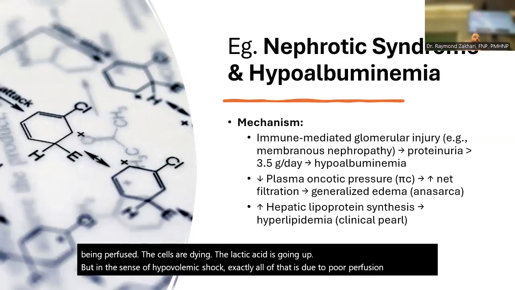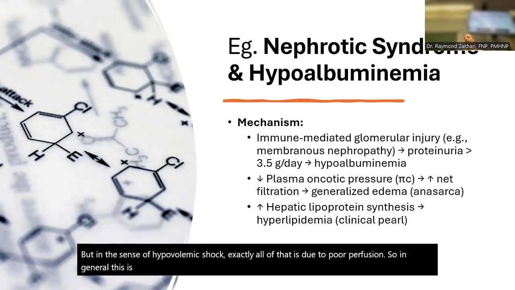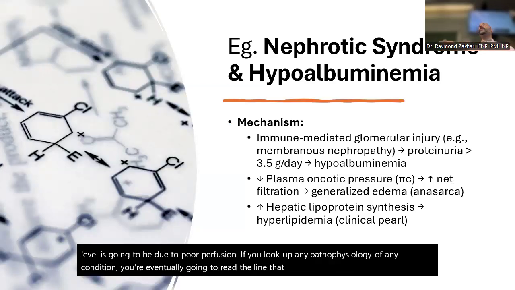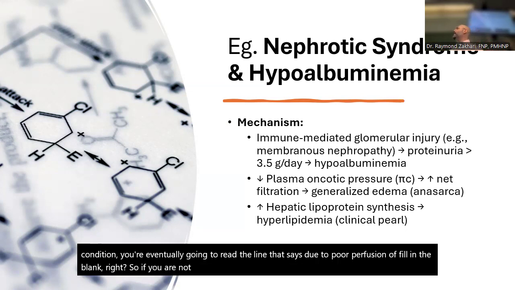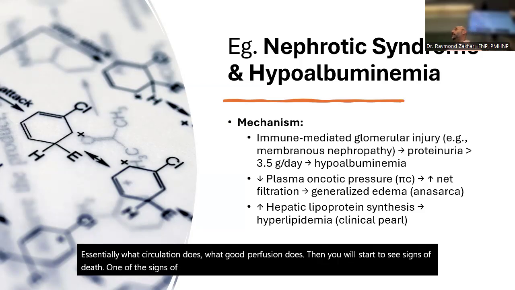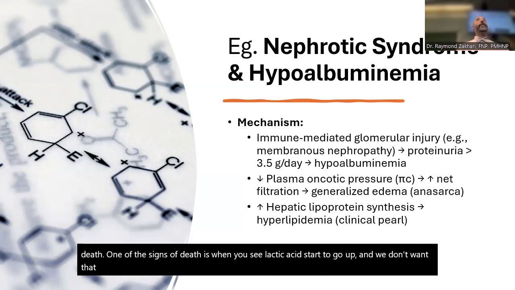So in general, this is my theory on most disease. All disease, no matter what the disease is, at some level is going to be due to poor perfusion. If you look up any pathophysiology of any condition, you're eventually going to read the line that says, due to poor perfusion of fill in the blank, right? So if you are not getting the good stuff in and the bad stuff out, essentially what circulation does, what good perfusion does, then you will start to see signs of death. One of the signs of death is when you see lactic acid start to go up. And we don't want that because death is generally bad.